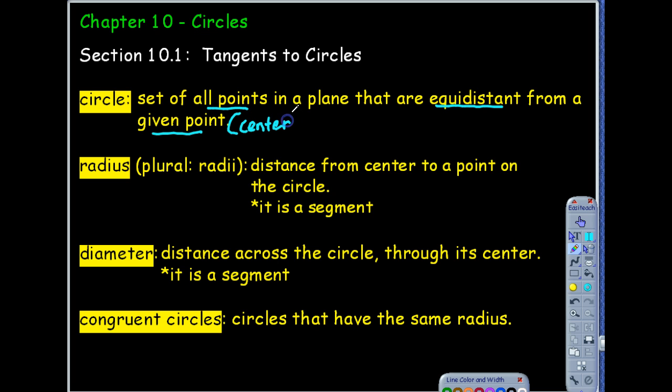Think about it, if I had a piece of string and I held the string at one point and drew every single point around there. You have this thing called a compass where it keeps that equidistance. If I put the point of my compass in one spot and draw all of the points that are equidistant, that's what makes up your circle. That's kind of the idea of a compass.